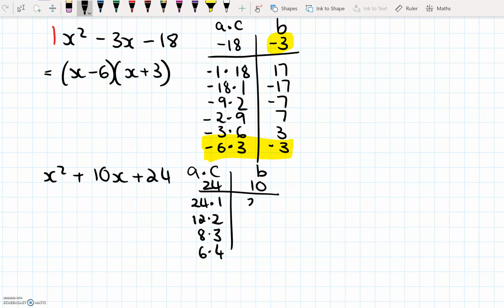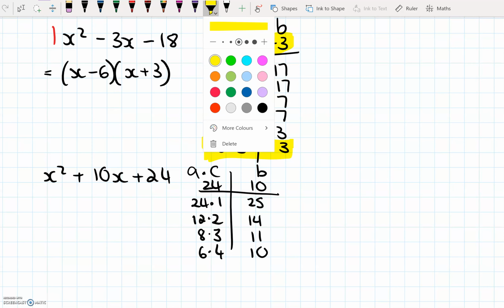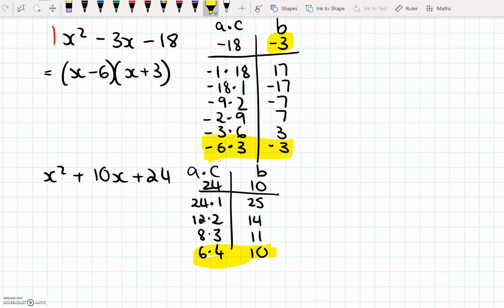Okay, 24 plus 1 is 25. 12 plus 2 is 14. 8 plus 3 is 11. And 6 plus 4 is 10. So we were looking for this last one. 6 plus 4 is 10. We have 6 and we have 4. So we have x plus 6, x plus 4.